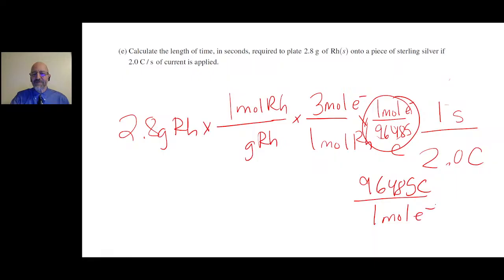See, look at that. If you're on the AP exam and you realize, wait, how can I get coulombs on the bottom? I need to flip that upside down. That would be a time to just scratch it out or erase it and do it over again. All right, so grams to moles of rhodium to moles of electrons. Then from moles of electrons to coulombs, and then finally from coulombs to seconds.